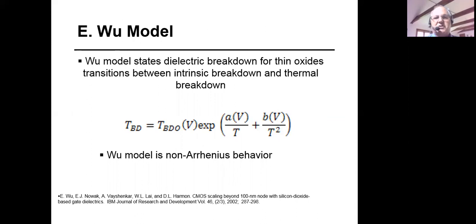Another model, which is a more recent model, is by Ernest Wu. Ernest Wu was from IBM Burlington, Vermont. In his model, he takes into account both voltage and temperature. Basically, some of the early models do not take into account temperature. They are just associated with voltage.